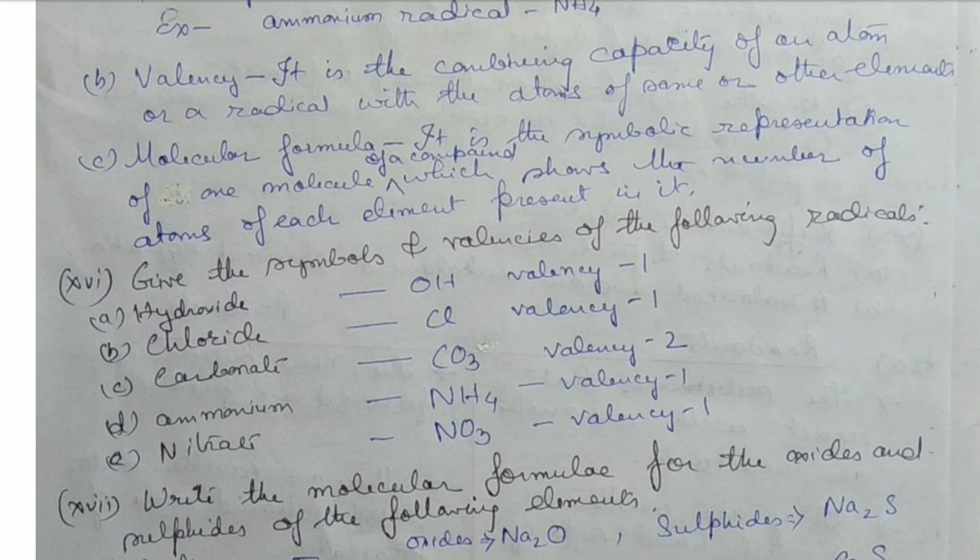Now, another question: give the symbols and valencies of the following radicals. Hydroxide, OH, valency 1. Chloride, Cl, valency 1. Carbonate, CO3, valency 2. Ammonium, NH4, valency 1. Nitrate, NO3, valency 1.